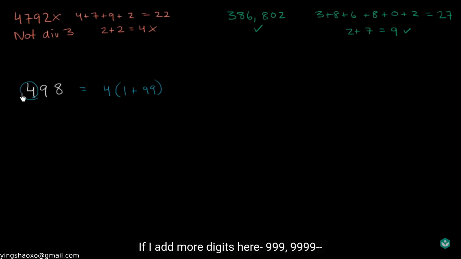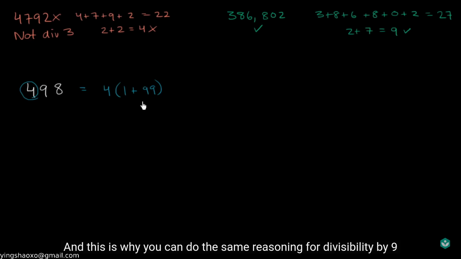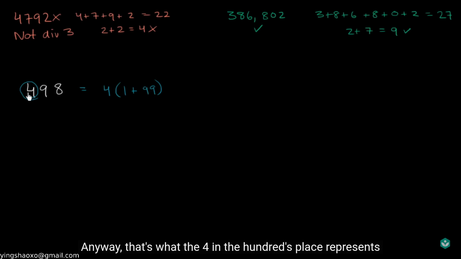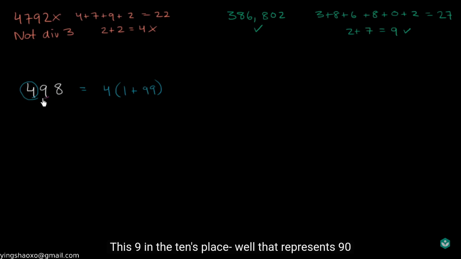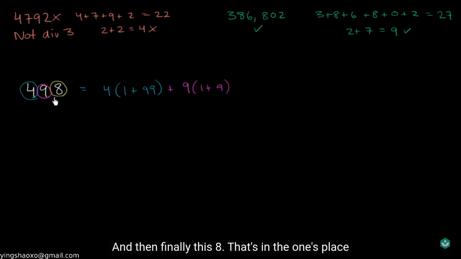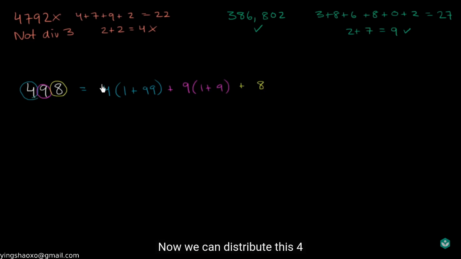If I had more digits here, 999, 9,999, they're all divisible by 3. And this is why you can do the same reasoning for divisibility by 9, because they're all divisible by 9 as well. Anyway, that's what that 4 in the hundreds place represents. This 9 in the tens place, well, that represents 90, or 9 times 10, or 9 times 1 plus 9. And then finally, this 8 in the ones place is just 8 times 1, or we could just write plus 8.